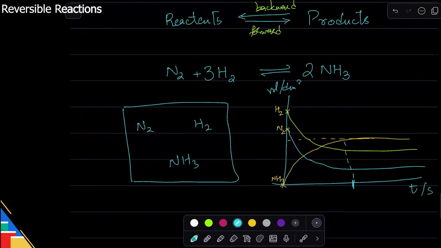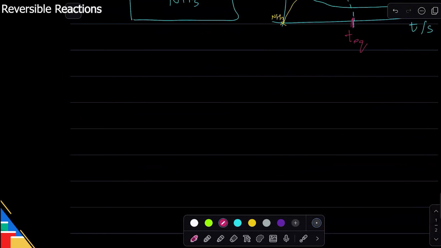This situation where they're all reaching the constant value, this time is called the time of equilibrium. Why? Because this is where equilibrium has been established, and we'll call it dynamic equilibrium.